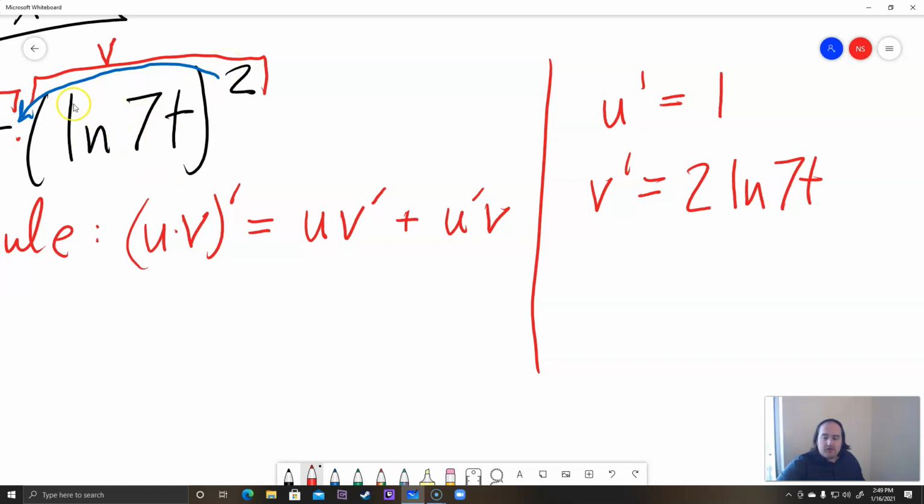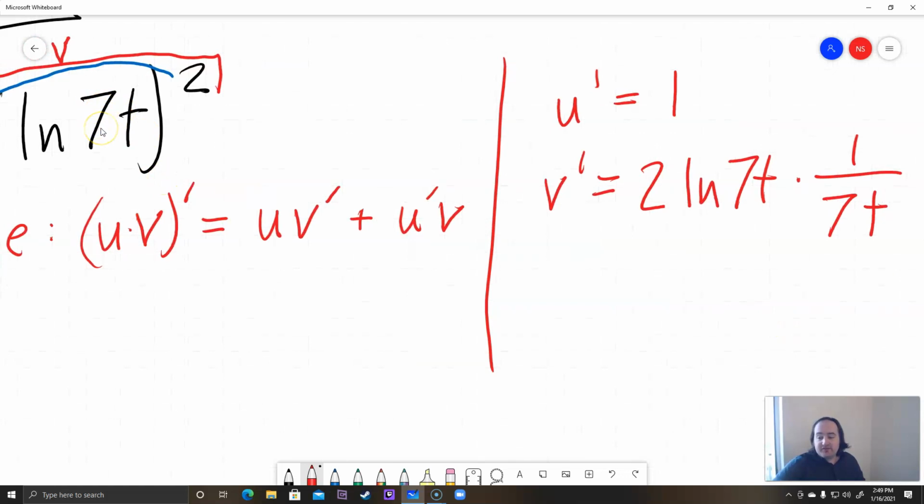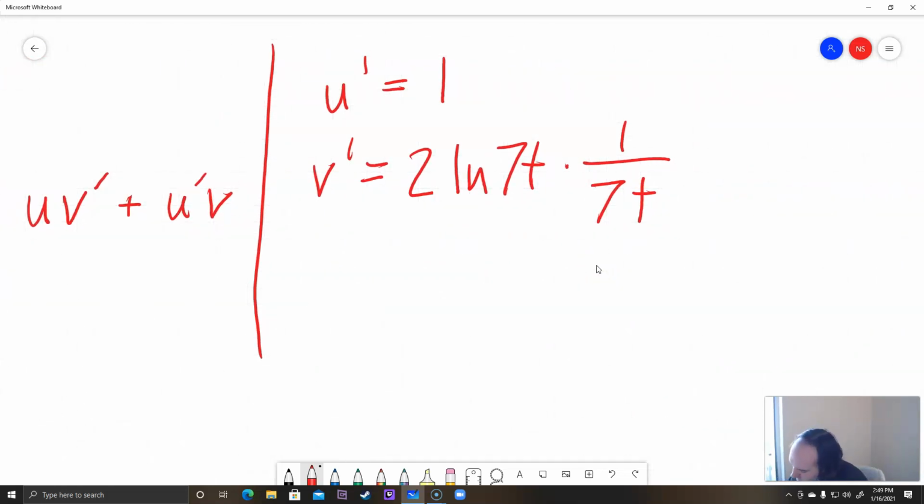And now we go to the middle function, which is ln. So the derivative of ln of 7t is going to be 1 over 7t. So the next thing we have here is times 1 over 7t. And finally, we multiply this times the derivative of the inner function. So what's the derivative of 7 times t? Well, that's just going to be 7. The t goes away, so we just get 7. Okay, so this whole thing is going to be multiplied times 7.